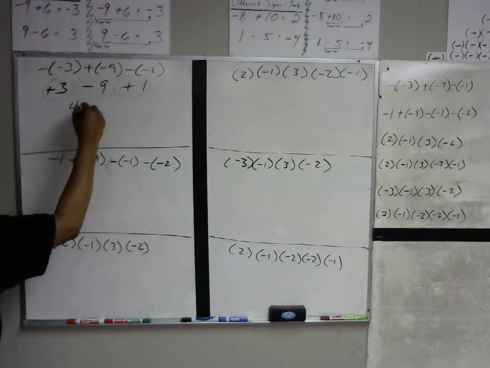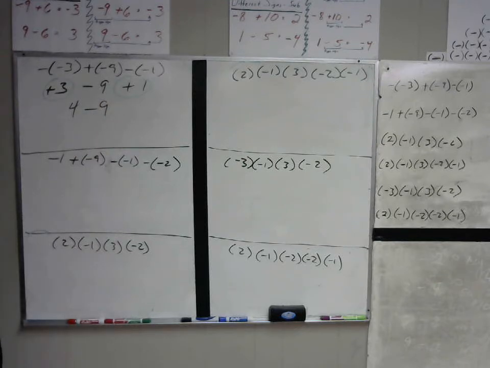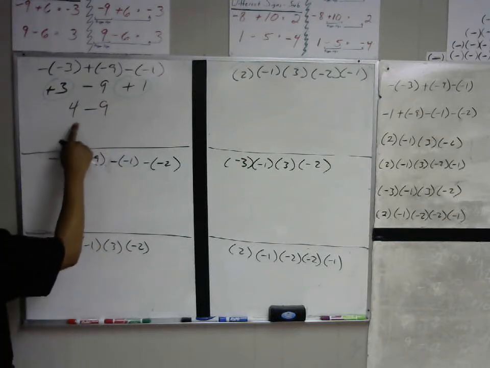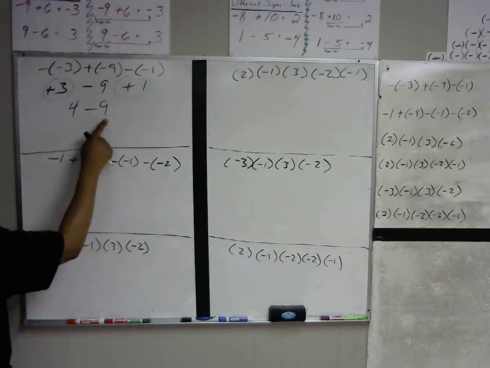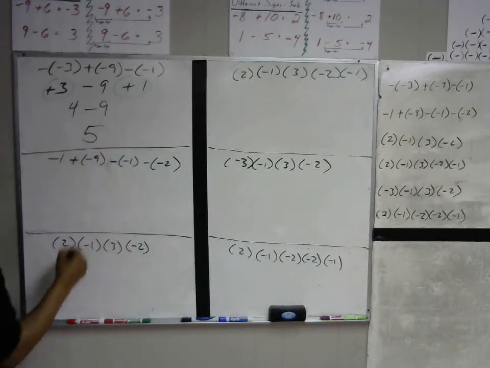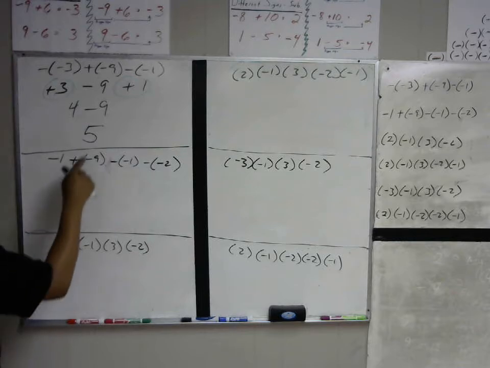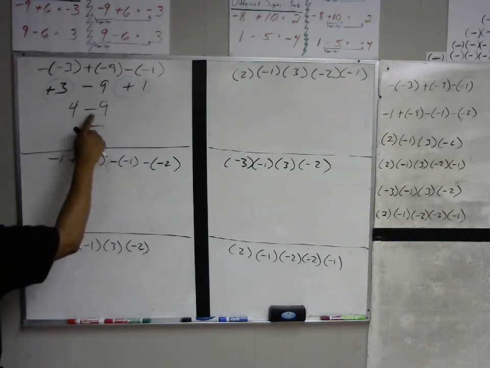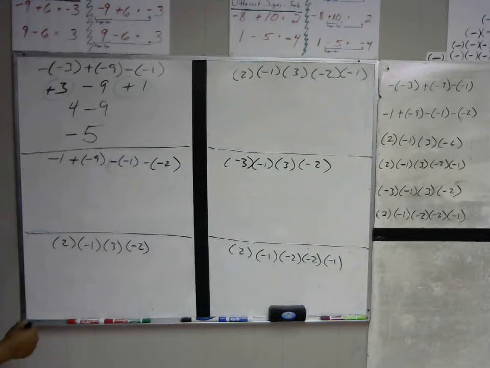The -9 comes down, so we have a positive and a negative. So positive and negative subtract. So 9 take away 4 gives us 5. And the bigger sign wins. So the 9 is bigger and it's negative, so the answer is negative.